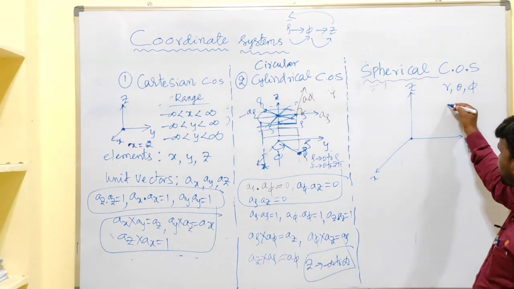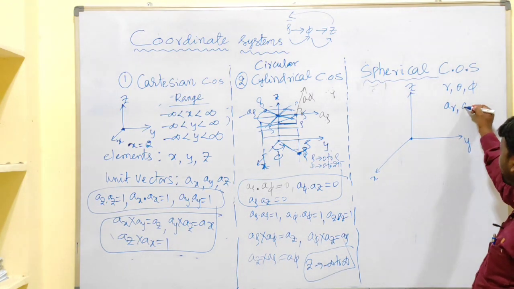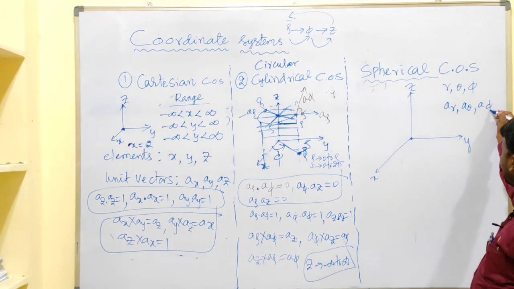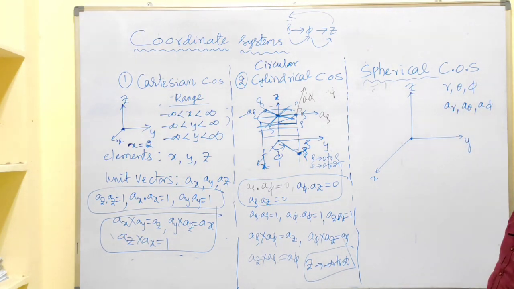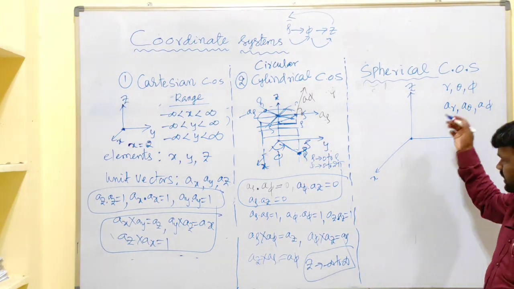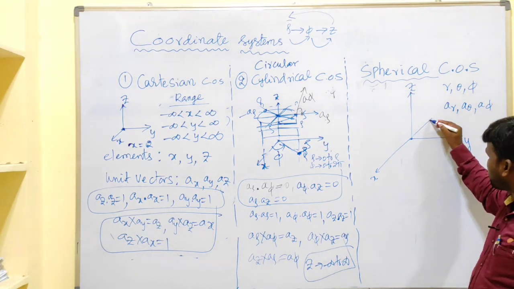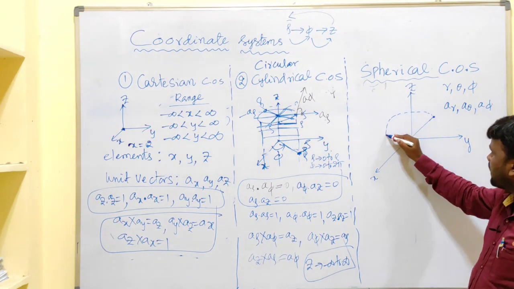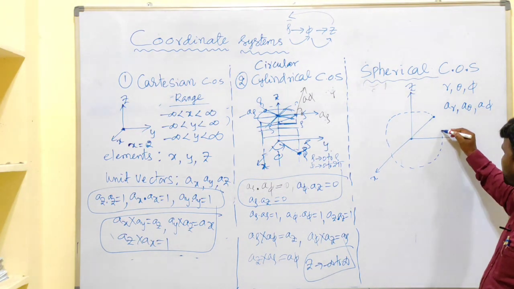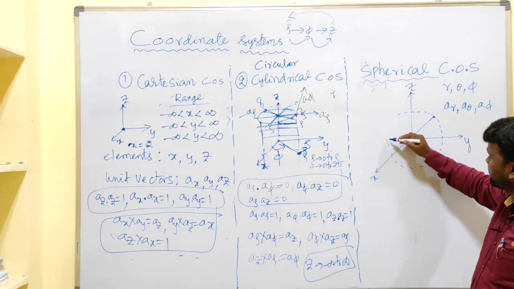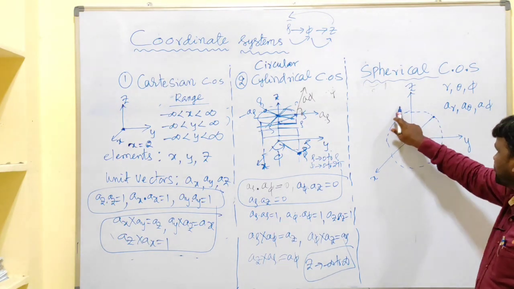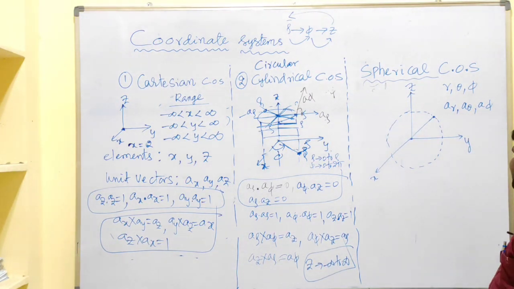What are the unit vectors? a r, a theta, a phi. The unit vector along the r direction is a r, along the theta direction is a theta, and along the phi direction is a phi. Now here, what is r? r is the radius of the sphere. Let us draw a sphere. Assume this one as a sphere, it is not a circle.